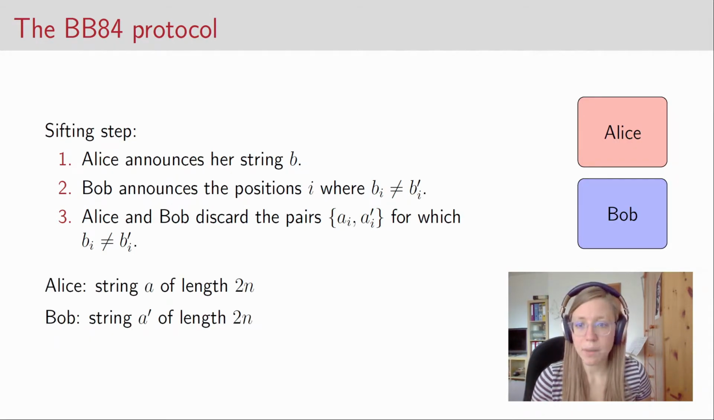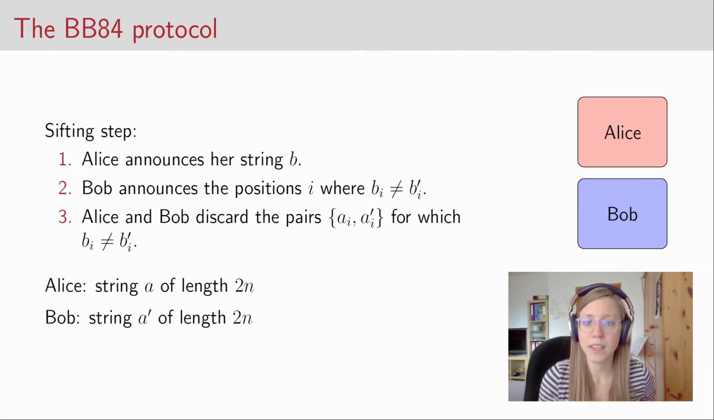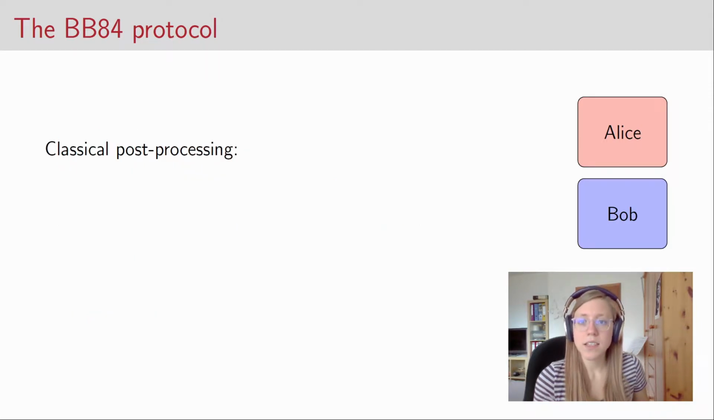After the sifting step, Alice has a string A that is now of length 2n, and Bob has a string A prime also of length 2n, because the probability that Bob chooses the wrong basis is 50%. Therefore, their bit strings B and B prime differ in about 50% of the positions. This is basically the quantum transmission phase.